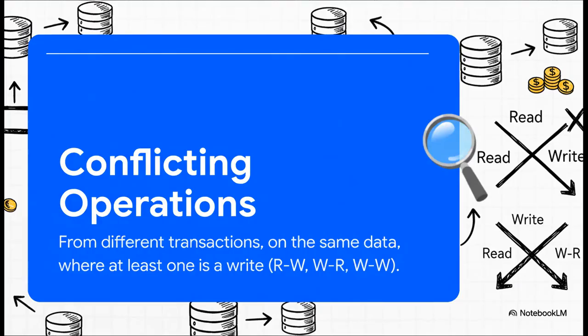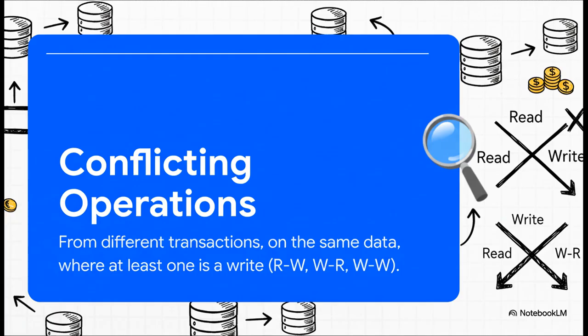So what exactly is a conflict? Well, it's a very specific kind of clash. For two operations to conflict, three things have to be true. 1, they have to be from different transactions. 2, they have to be touching the exact same piece of data, like our bank balance. And 3, at least one of those operations has to be a write. So we're on the lookout for a read-write conflict, a write-read, or a write-write.